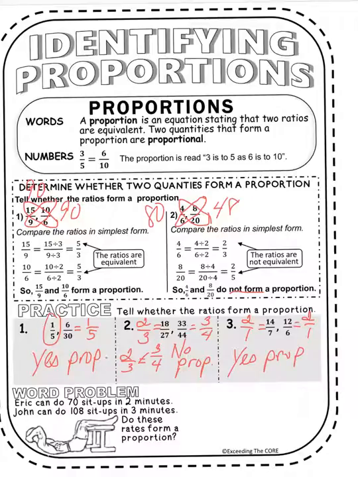I also could have cross multiplied. I know that 7 times 12 is 84, and I also know that 6 times 14 is 84. So either way, I would have found that they do form a proportion.